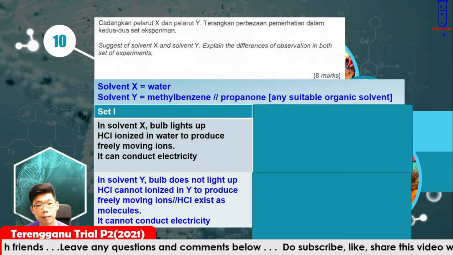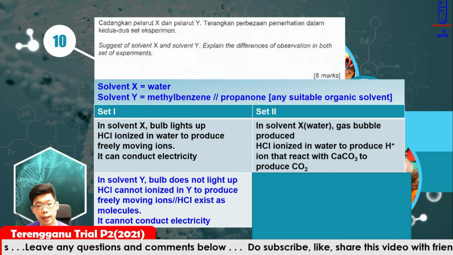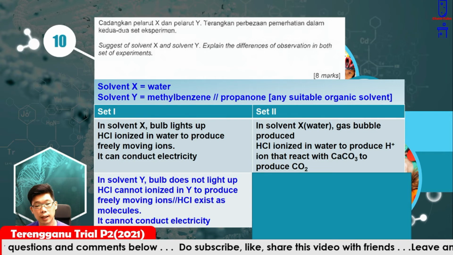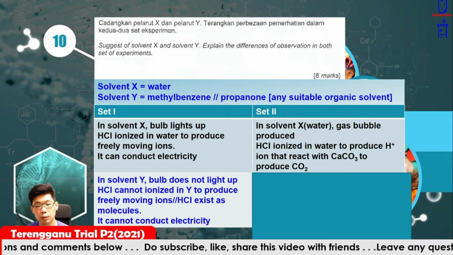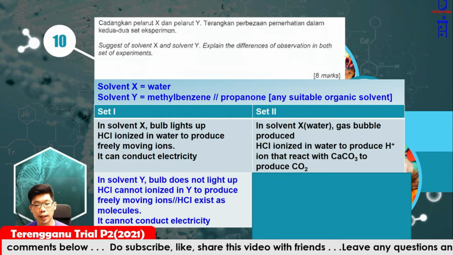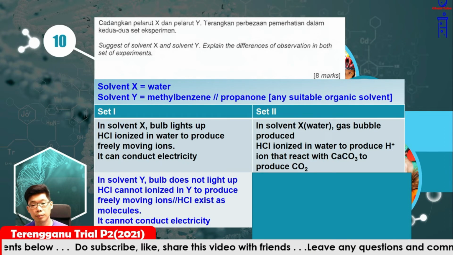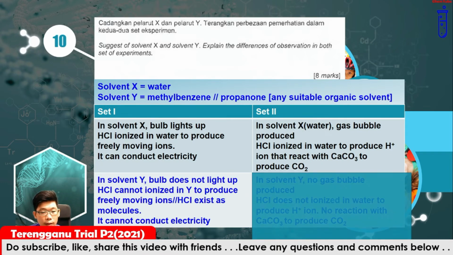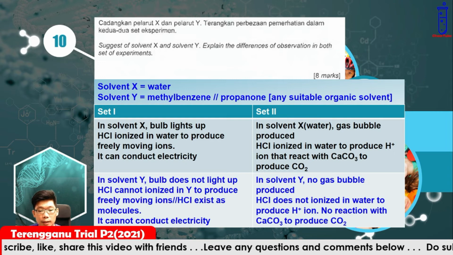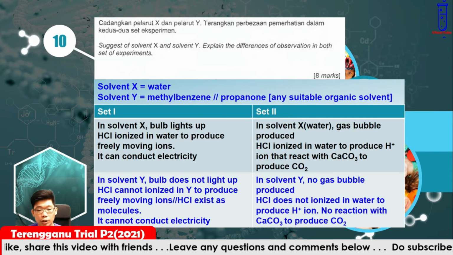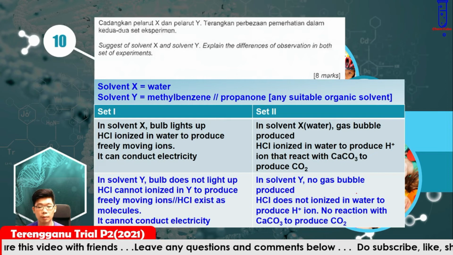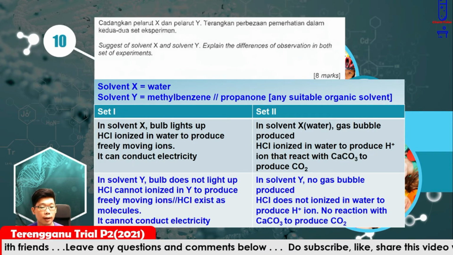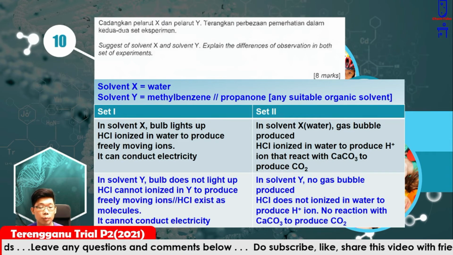Meanwhile in set 2, in solvent X, which is water, bubbles of gas are produced because hydrochloric acid ionizes in water to produce hydrogen ions that react with the calcium carbonate to produce carbon dioxide. For solvent Y, there is no reaction, because no gas bubbles are produced, because the hydrogen chloride does not ionize to produce hydrogen ions. So there is no reaction with the calcium carbonate, and no carbon dioxide is produced.